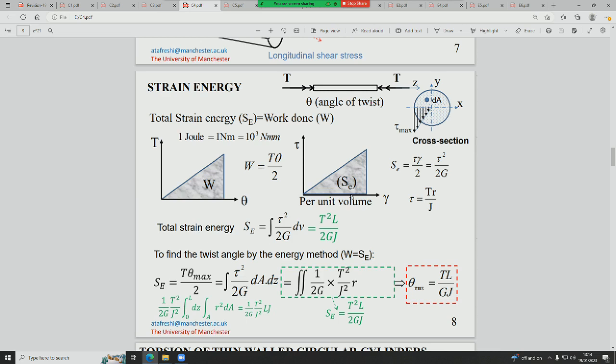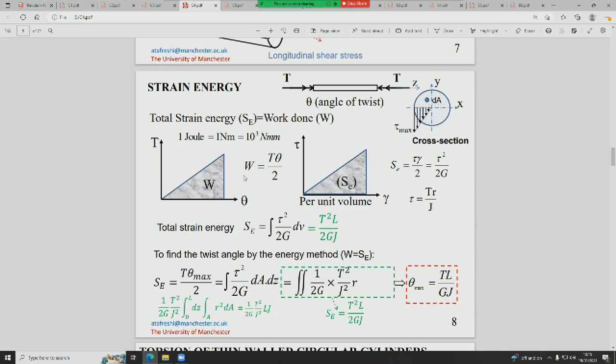Now, if the stress is uniformly distributed in the body, you can just multiply little s e by the volume to find the work done or the energy stored. For the examples we saw in chapter 1, they were mostly subject to uniform stresses, so you were allowed to multiply little s e by the volume to find the total energy stored. But as you can see, shear stress here has a linear variation, so I'm not allowed to simply multiply this by the volume to find the total energy.